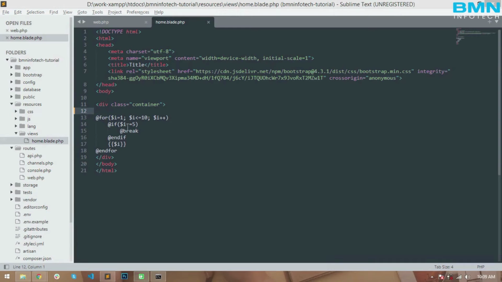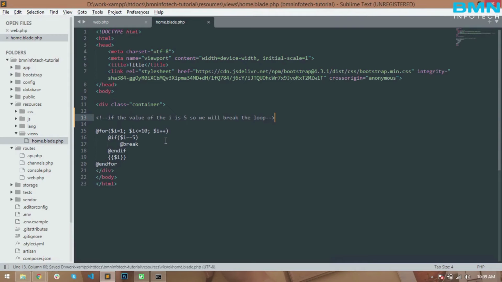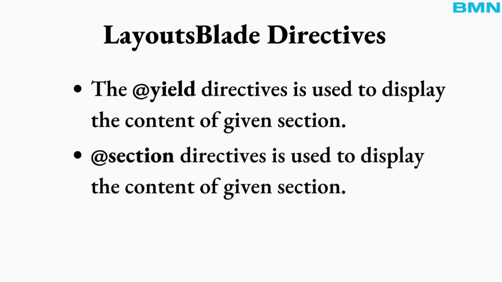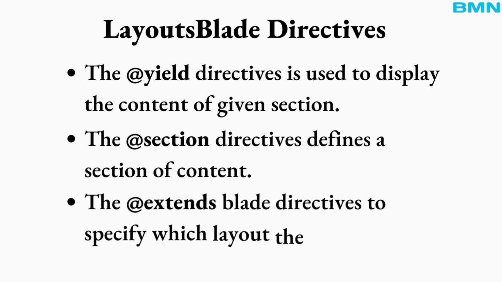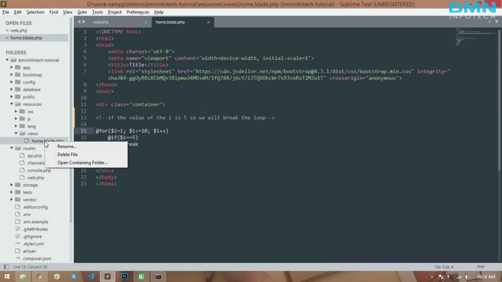If you want to comment some code in the Blade template, write curly brackets, and inside the curly brackets write dash dash, and inside write some comment. Add @include. So include is used to add the page content from another page. Now we will talk about layouts. @yield directives are used to display the content of a given section. The @section directive defines a section of content. The @extends Blade directive specifies which layout the child view should inherit.